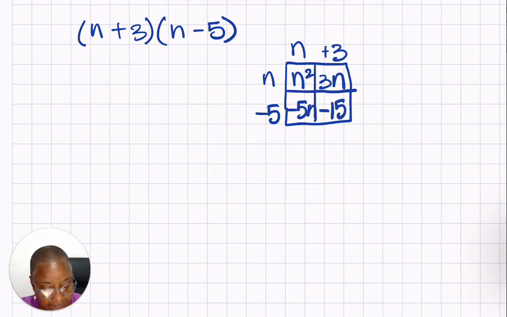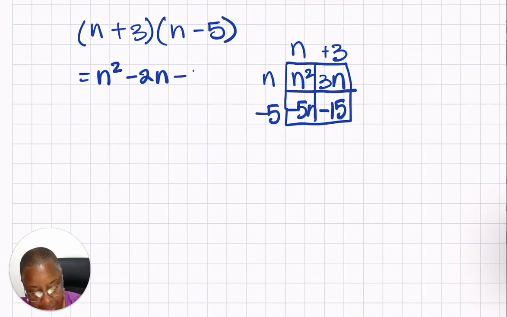All right, and then we combine the like terms. There's only one n squared and only one constant, but there's two n terms. There's 3n and negative 5n, so I'm going to add those together. So my final answer is going to be n squared, and when I add the 3n and the negative 5n, I get negative 2n, and then I have the constant negative 15. So that's my answer. That's one way of doing it.